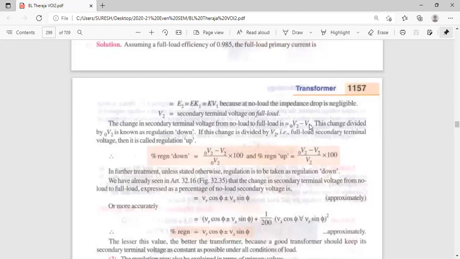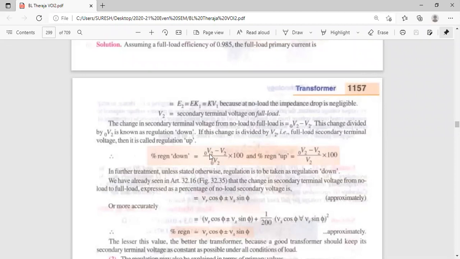V2 naught is greater or V2 is greater? Which one is greater among these two? V2 naught is greater, because we get the full voltage in open circuit. But when you connect the load, some voltage is dropped in the load. That's why the voltage is reduced to V2. Therefore, the change in secondary terminal voltage from no load to full load, divided by the no load voltage, is known as regulation.